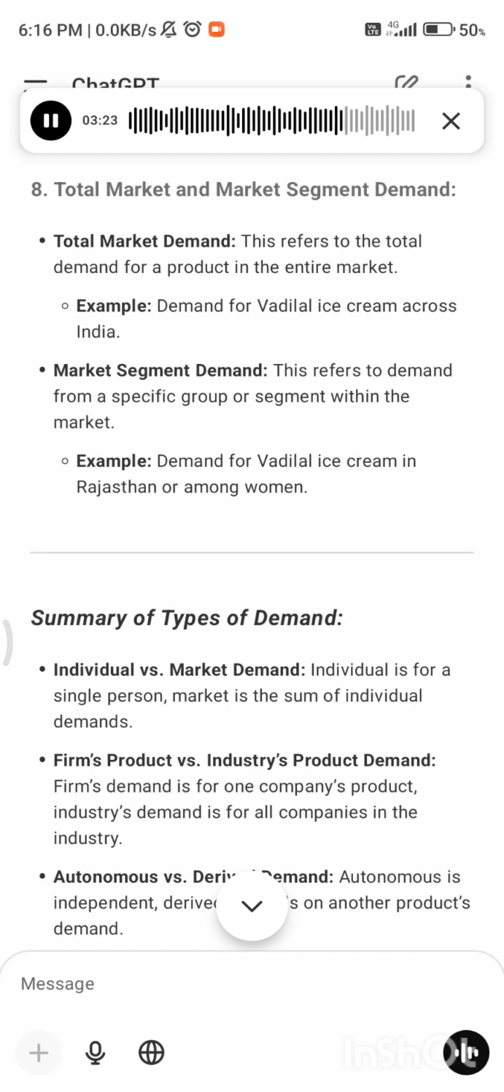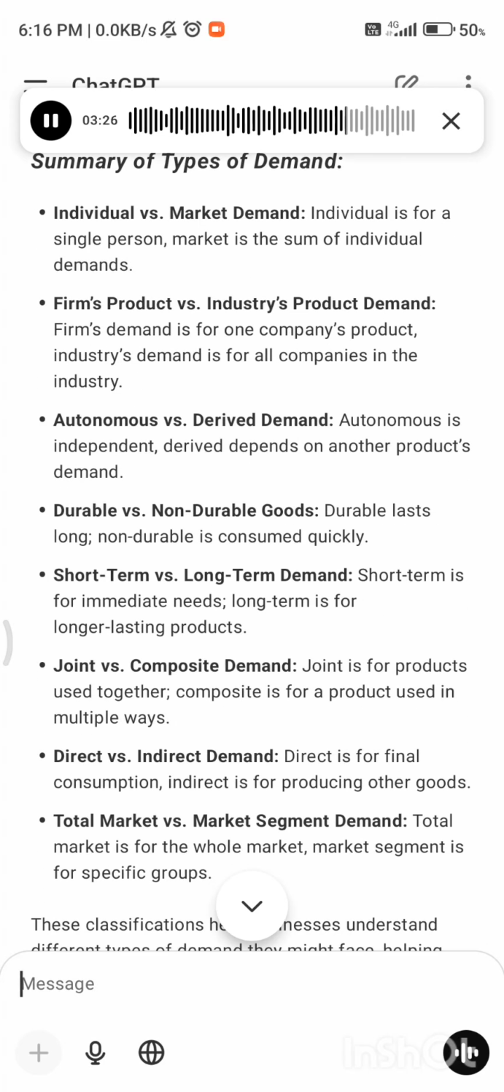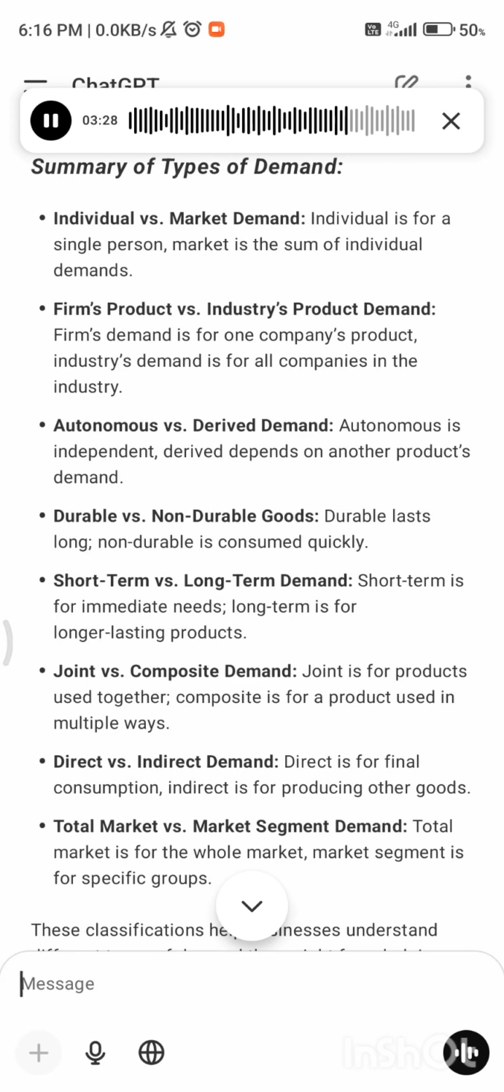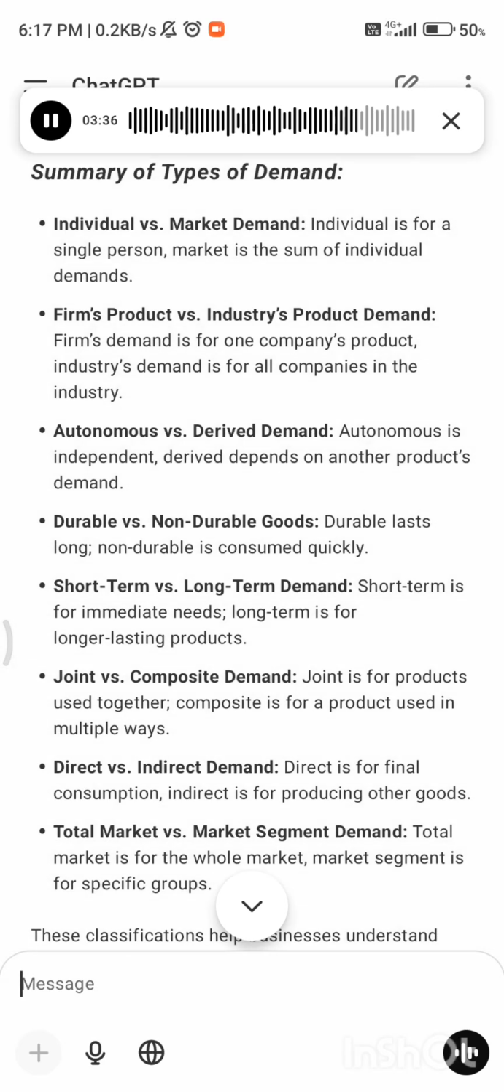Summary of types of demand. Individual versus market demand. Individual is for a single person. Market is the sum of individual demands. Firm's product versus industry's product demand. Firm's demand is for one company's product. Industry's demand is for all companies in the industry.